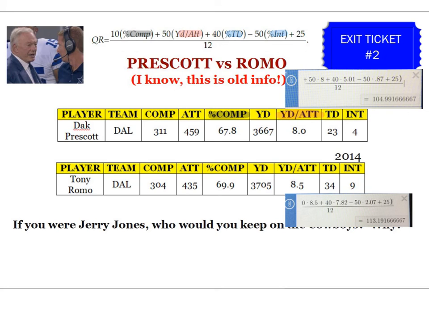Okay, check your answers. Tony Romo has the highest quarterback rating, but if you remember back when he played for Dallas, he did get hurt pretty frequently. So again, whether or not Jerry Jones made the right choice is up in the air. Now we're wondering if he should keep the coach. So hopefully you understand all of this.